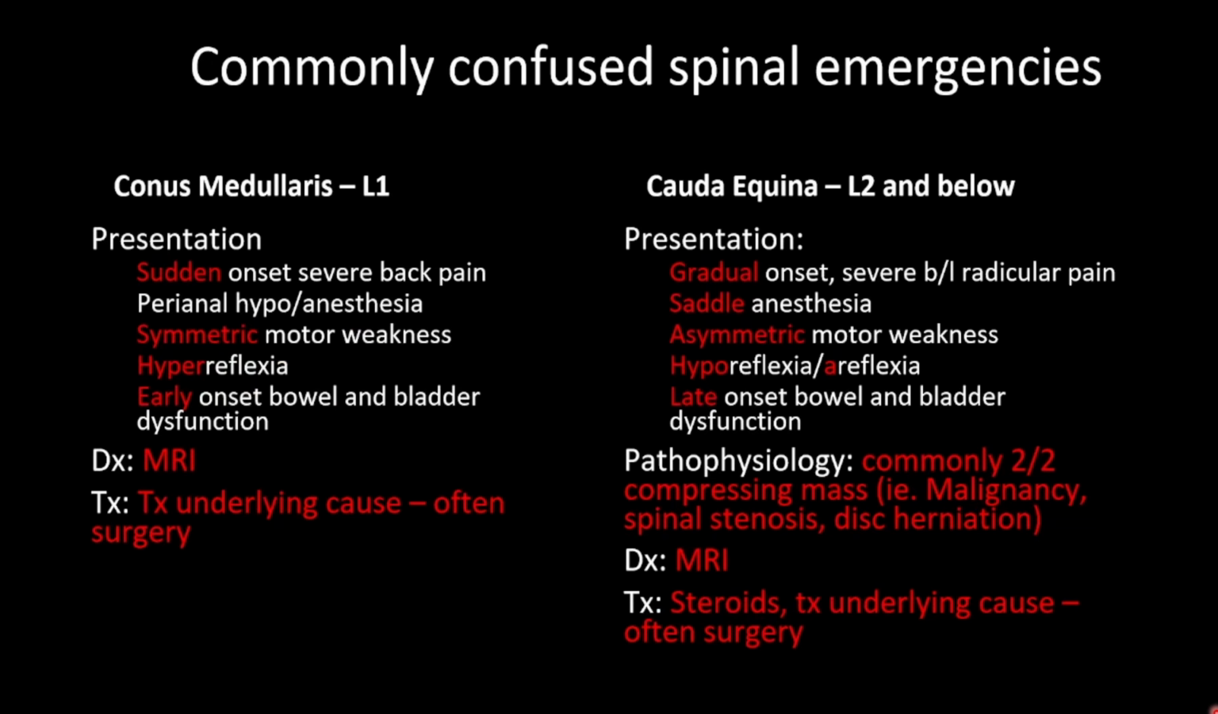All right, so some commonly confused spinal emergencies. I won't belabor this too much, but essentially you want to know the difference between conus medullaris, which is symmetric motor weakness, and then cauda equina, which is more asymmetric. For both of these, you want to diagnose with MRI and do treatment with surgery and steroids.